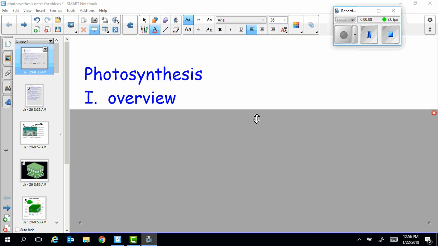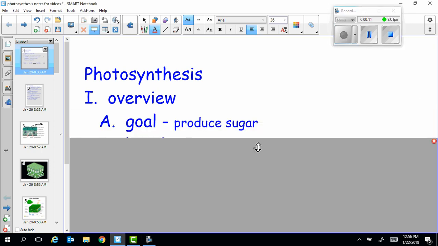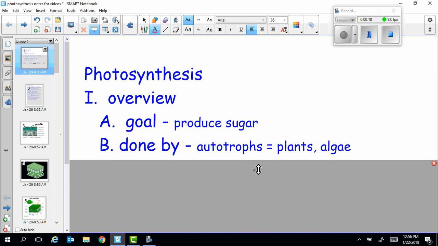So photosynthesis is how plants make sugars. First of all, the goal: making sugar, C6H12O6. We can't do it, who can? Autotrophs can. So plants, algae, things like that are capable of producing glucose.